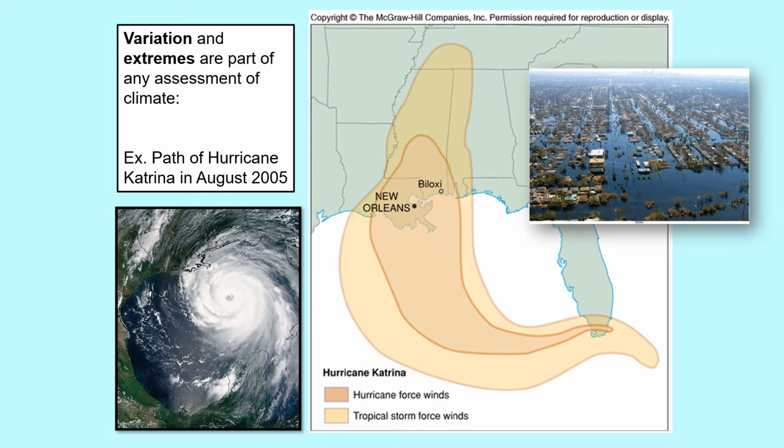So with climatology, the study of variations from normal and what extremes can happen are an important part of the assessment. And speaking of extremes, here's another hurricane image, Hurricane Katrina. So again, if you live in the southeastern United States, they're an important part of the climate.